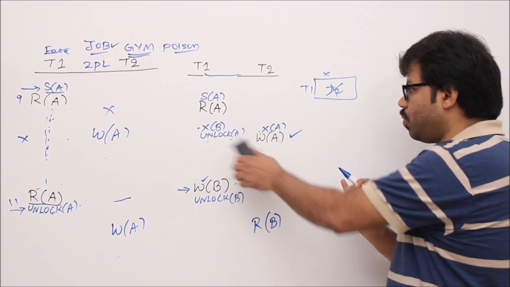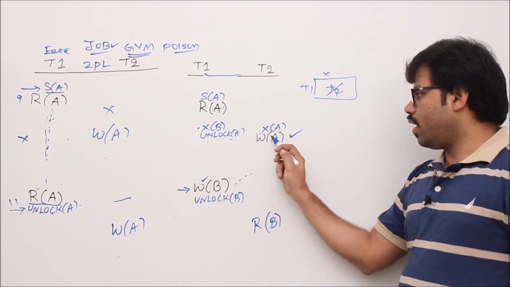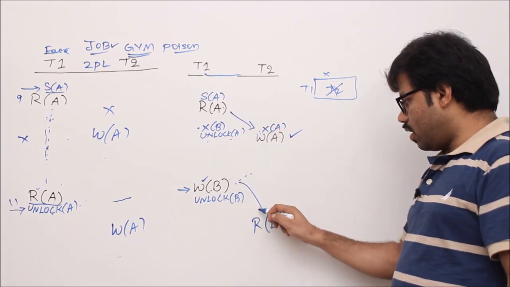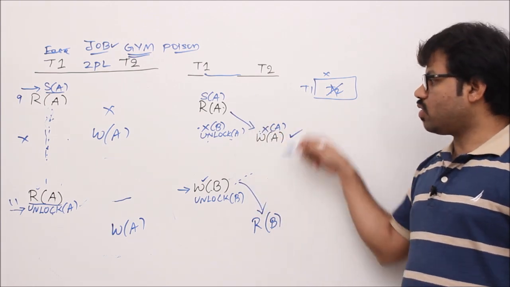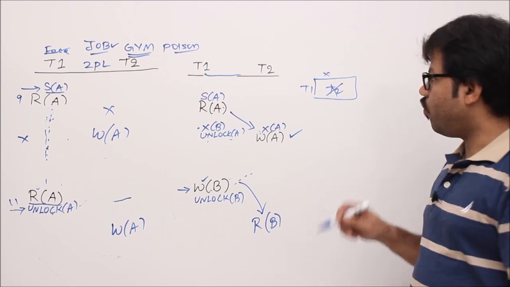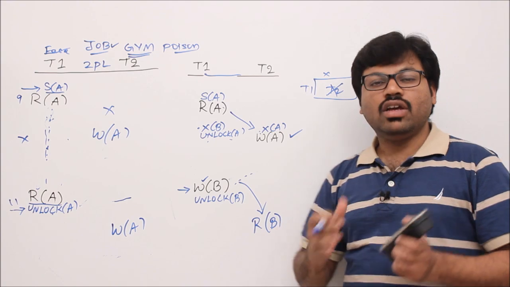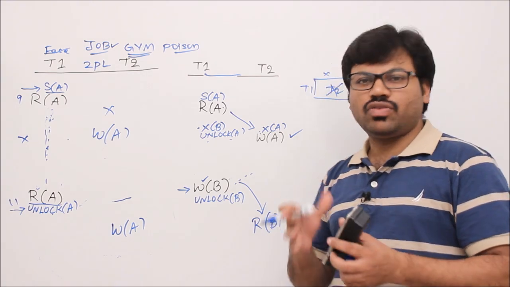Now this is the postponed schedule: read of A, write of A, write of B, read of B. There is no conflict order, that means there is no cycle. So this is a conflict serializable schedule. Finally what I want to say is that the 2PL protocol also allows only conflict serializable schedules. That is my intuition.